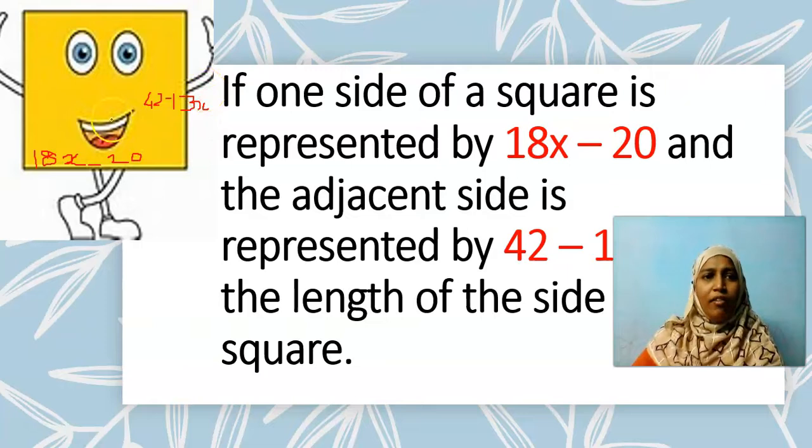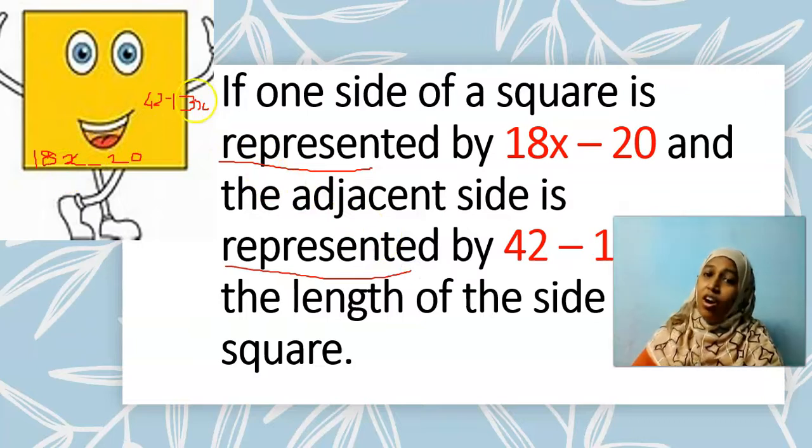Can you think of having two different sides for a square? What is the condition for a square? All sides should be equal. See here, they have used the word "represented by" only. They didn't say these two sides are not equal. So, in a square, all sides are equal. That is the condition we are going to use here. It means 18x minus 20 is equal to 42 minus 13x.